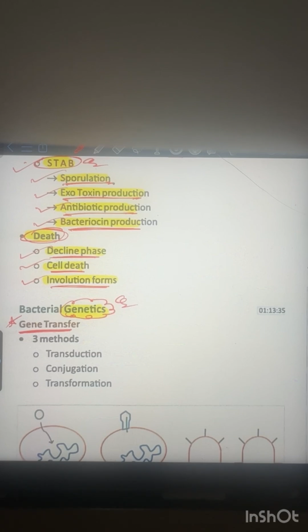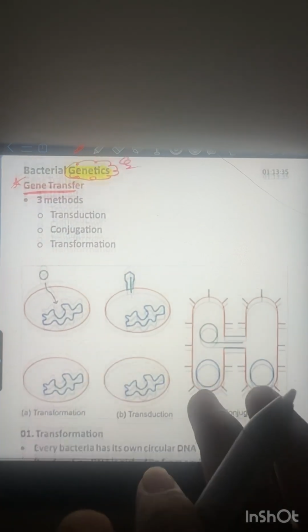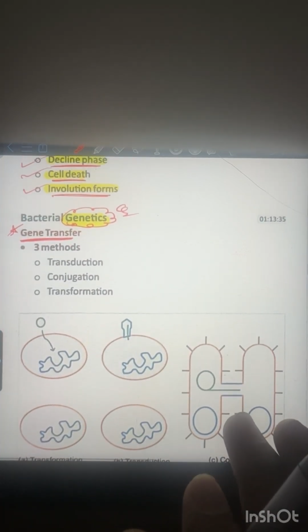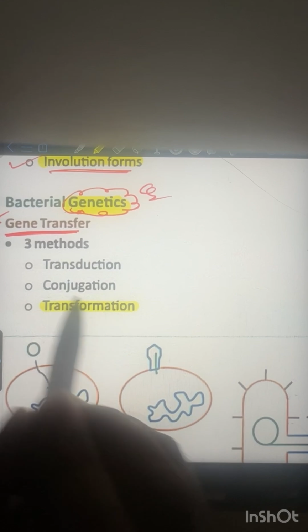So let's get going. What exactly would I be teaching you in bacterial genetics is how the genes are transferred, which means that from one bacteria to the other, if I have to transfer something, how am I going to do that? And that is the entire concept of this particular topic. So there are three methods that you have. The first one that I'm starting with is transformation. The second one that I'll pick up will be transduction, and the third one will be conjugation.